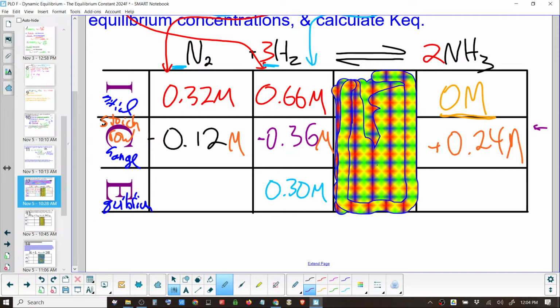Now, you can calculate the equilibrium values for all of them. What is it for N2? 0.2 moles per liter. And what is it for NH3? 0.24. Now calculate the K and Q. Because this is our initial, it went up, and then it went to that. This is our initial, it went down, and then it's that. This is our initial, it went down by that amount, and now we have that.